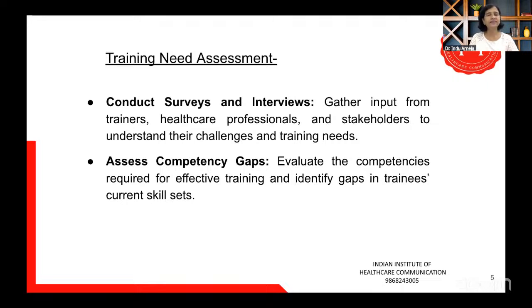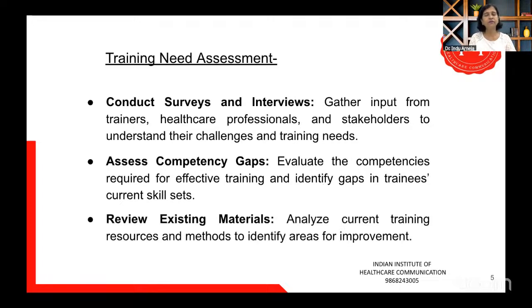And then assessing competency gap. So whenever you evaluate their competencies required for effective training and identify gaps in the current skill set. So that means you are trying to see what skills do they require. And then, of course, reviewing existing material. That means analyzing the current training resources. Are they really meeting the need? Are they really good enough? Or do we need to really upgrade the topics or the delivery or other areas of the training? So that's how we do the training need assessment.